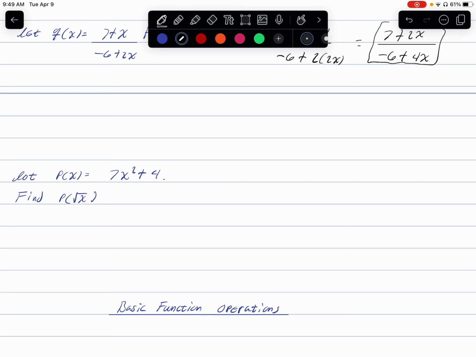Okay, here's this one. Here we have p of x is equal to 7x squared plus 4. Find p of the square root of x. Let's go ahead and do that. So here we have 7 times the square root of x squared plus 4. But remember, if we square the square root of x, it just undoes the square root. So this will become 7 times x plus 4. And that is probably as simple as you're going to get it.